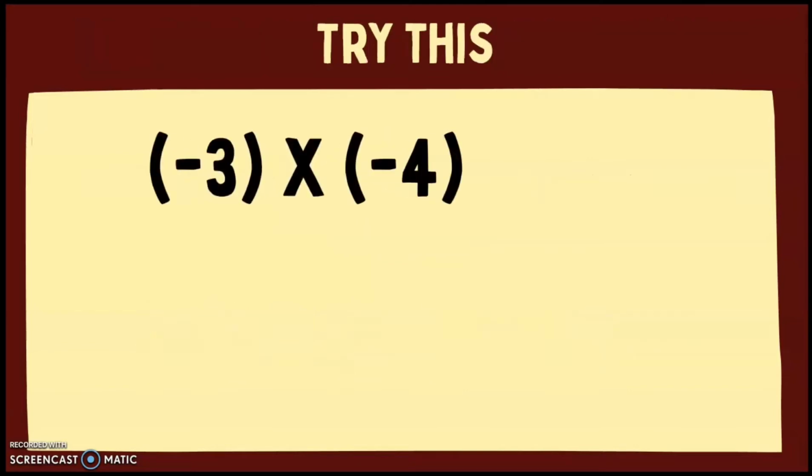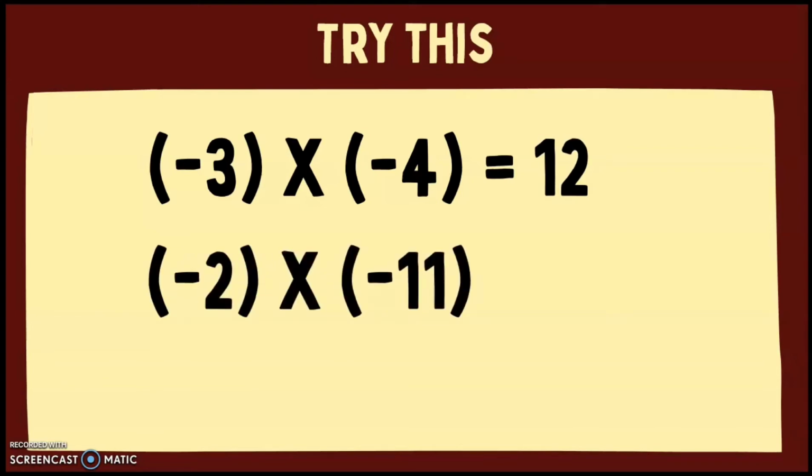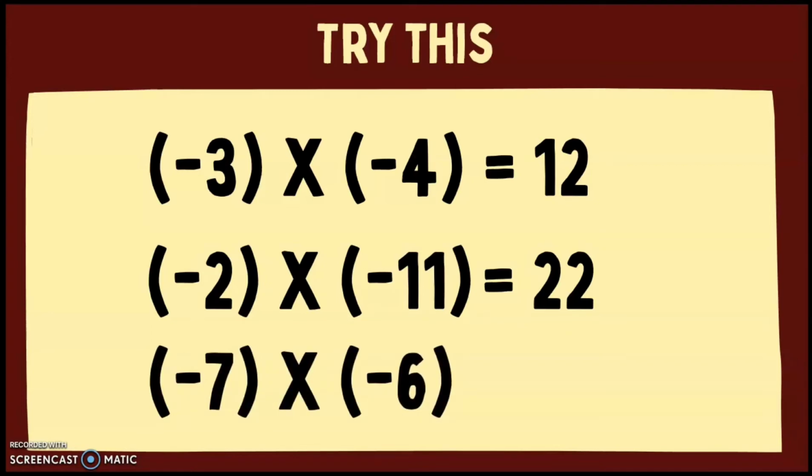Let's try more examples. Negative 3 times negative 4. So 3 times 4 is 12. And since they are both negative, so the answer is a positive number. Negative 2 times negative 11. So 2 times 11 is 22. And multiplying 2 negative numbers, so the answer is a positive number. Lastly, negative 7 times negative 6. So multiplying 2 negative numbers will result to a positive number. So 7 times 6 is 42. Positive 42. So that's for the third rule.